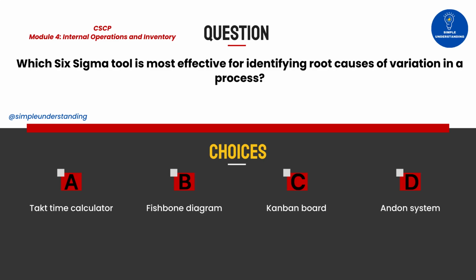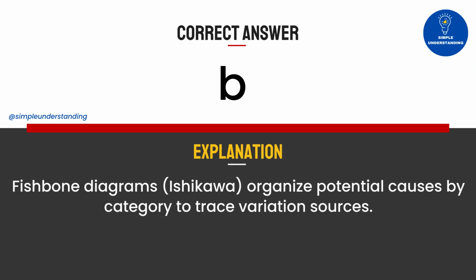12. Which Six Sigma tool is most effective for identifying root causes of variation in a process? A. Takt time calculator. B. Fishbone diagram. C. Kanban board. D. Andon system. Correct answer, B. Explanation: fishbone diagrams help teams trace root causes of problems through structured cause-effect analysis.